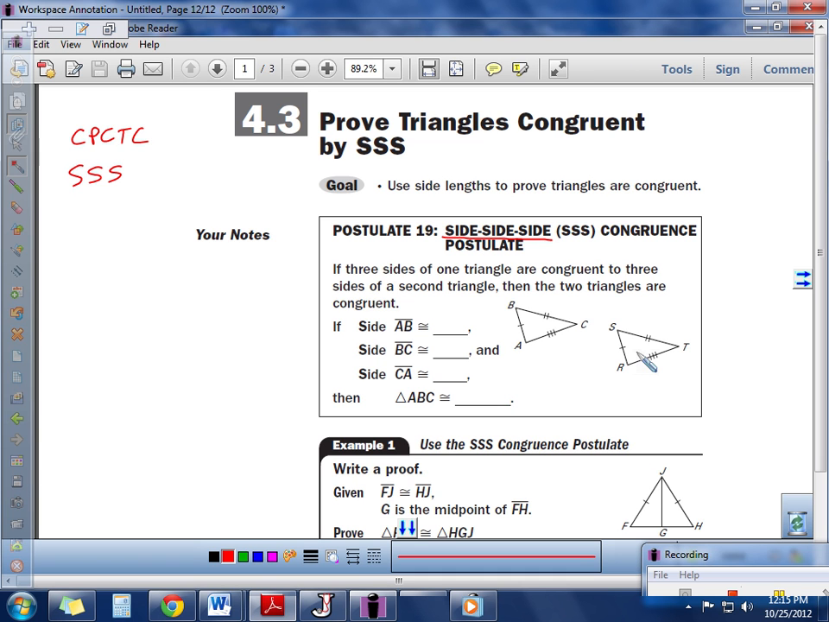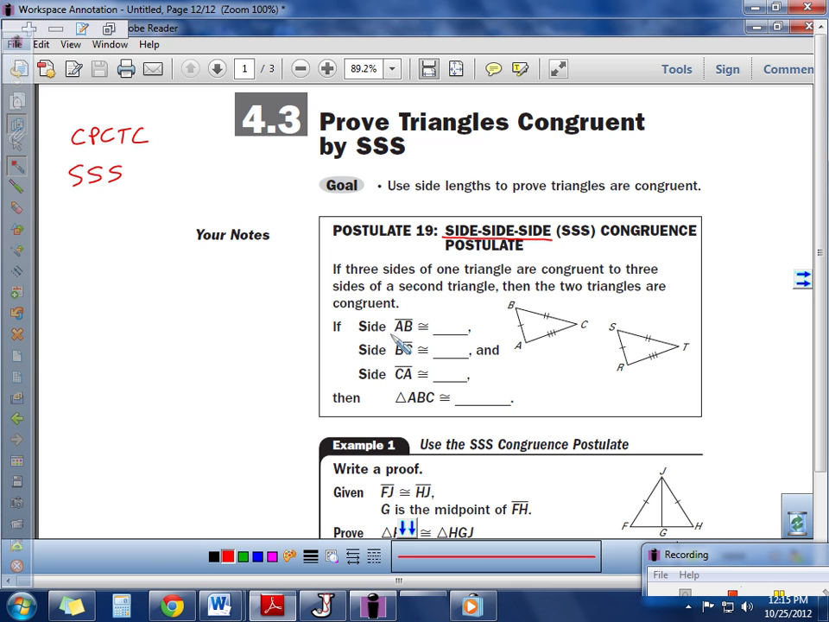Later on, we're going to be learning some other ones, and you can see that on the posters in the front and back. There's one that's AAS, SAS, ASA. We're going to go through all those before long. So it might not make a lot of sense now, but they will make sense later. Let's focus on this one, though.